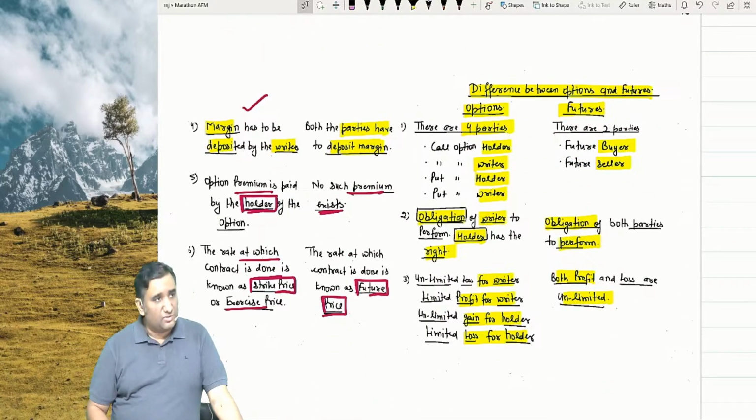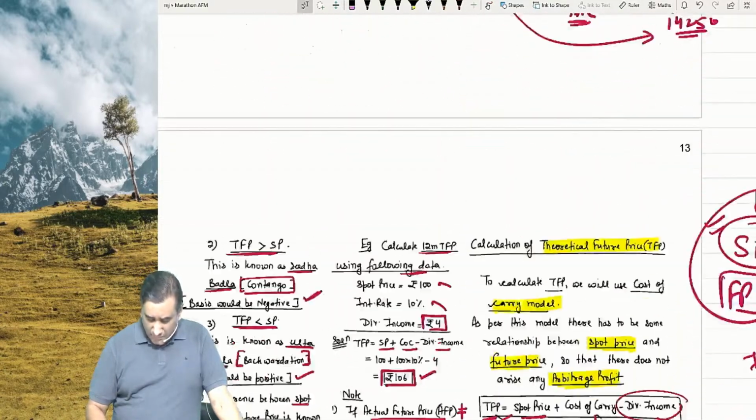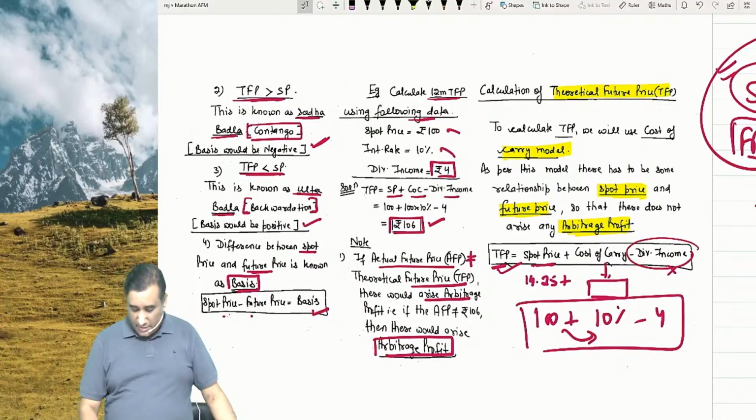Then we spoke about the difference between futures and options; go back and read. Margin is the important part here. Then we spoke about margin, and how the margin has to be paid. Margin has to be paid by both the buyer and the seller of the contract. We did some questions. This was the important part. I'll do a rediscussion.